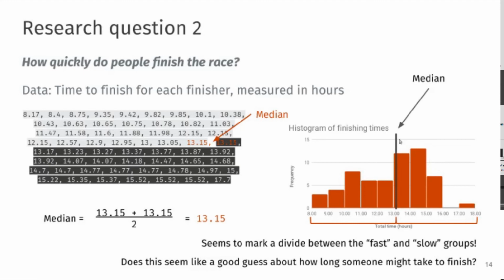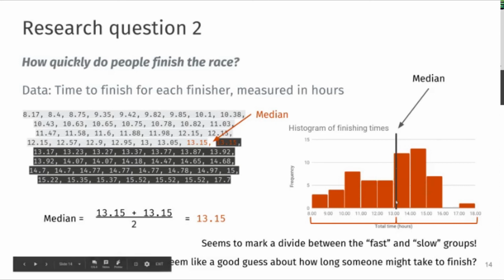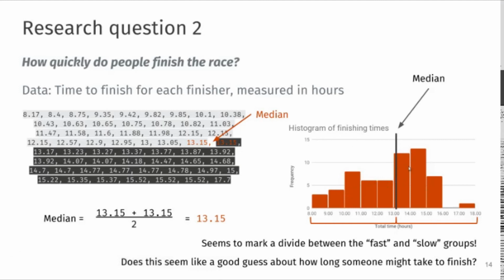Well, if you didn't know which of these two modes the person belonged to, you might want to guess a number that was somewhere in between, right? It's kind of hedge your bets. Well, the median seems to actually do a pretty good job of that, of falling in between these potential modes for a fast runner versus a slow runner. So, 13.15, maybe not the worst guess you could give.